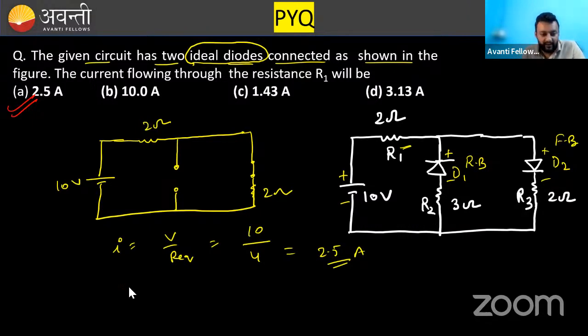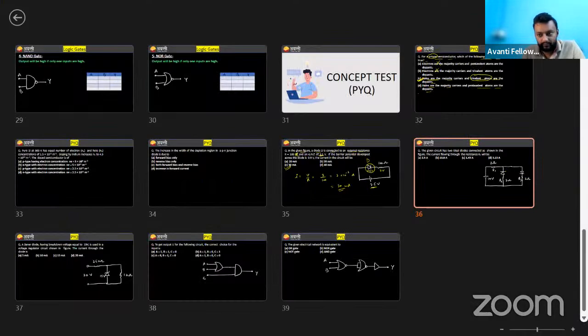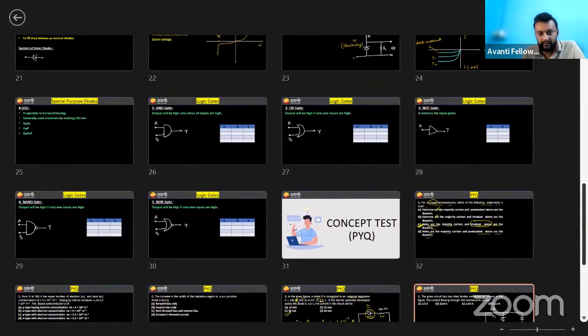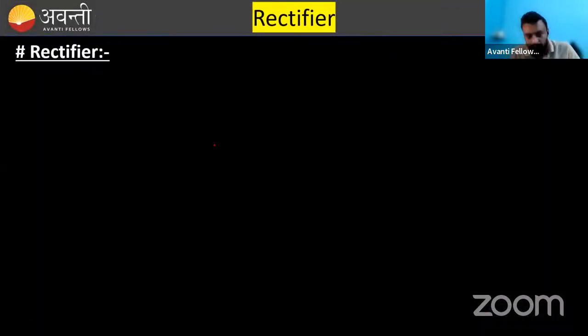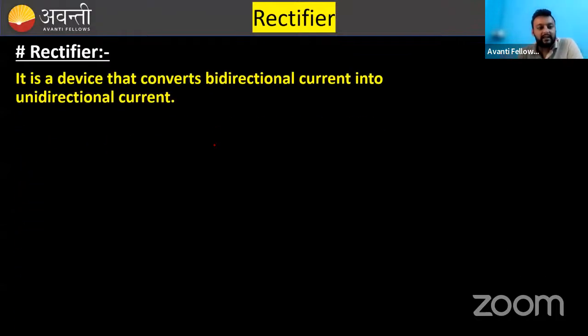Now moving towards the rectifier thing. If we move towards the rectifier thing, this is the rectifier. Okay. What are rectifiers? Rectifiers are the devices that convert bidirectional current into unidirectional current. Mark the words bidirectional current into unidirectional current.